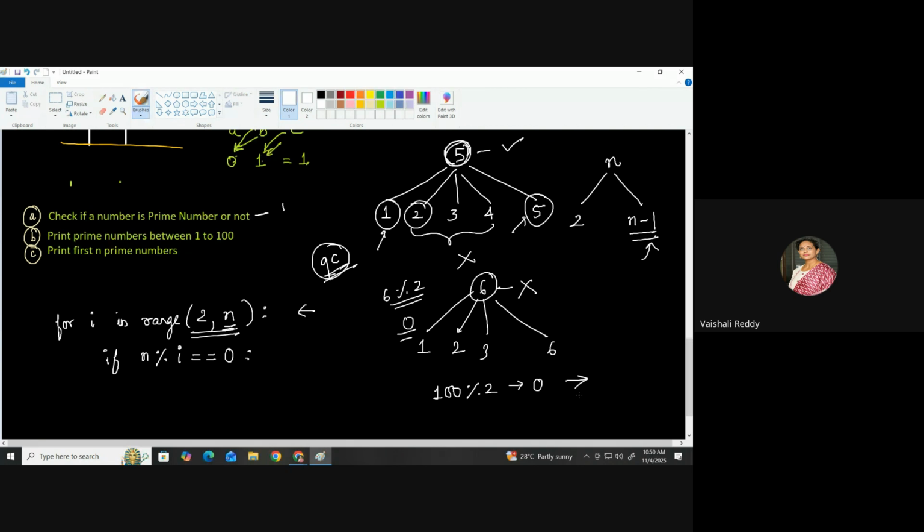100 is divisible by 2, we know. So should I still divide it by 4, 5, 6, 7? Should I continue? Or I can say, no, this is not a prime number. My decision is done or not? That is my question.